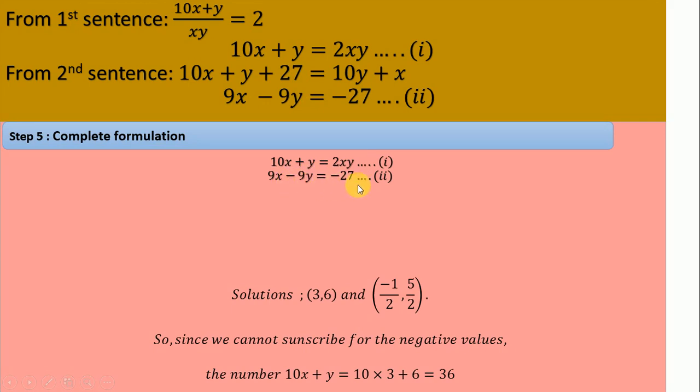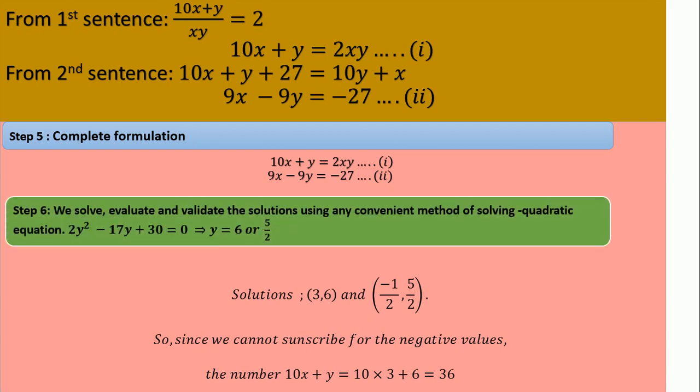Seeing these equations now, you can solve. By the time you solve, you will get a quadratic equation with unknown variable y. Solving this using any convenient method, you will get y to be 6 or 5 over 2. When you solve this further, you will notice that x will be 3 when y is 6, and x will be minus 1 over 2 when y is 5 over 2.